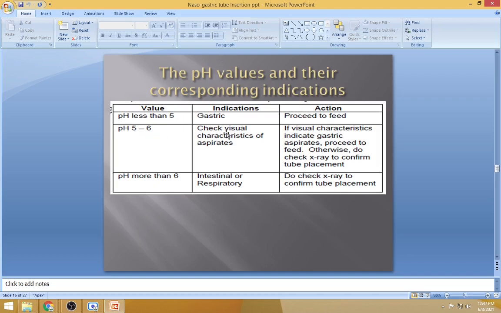pH 5 to 6, check visual characteristics of the aspirates, then we will proceed to feed after the indication. More than 6, intestinal or respiratory, do check for X-ray to confirm the placement. But usually in the hospital, what we do is we will do the aspirate and we will see.